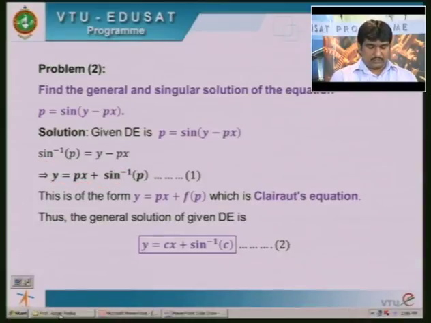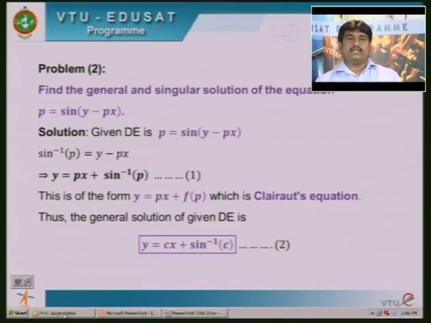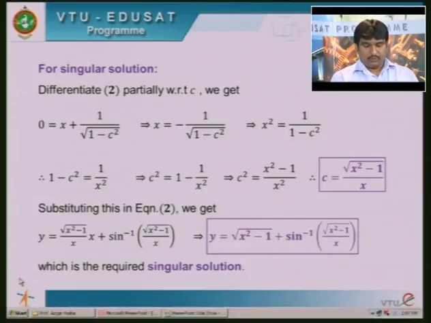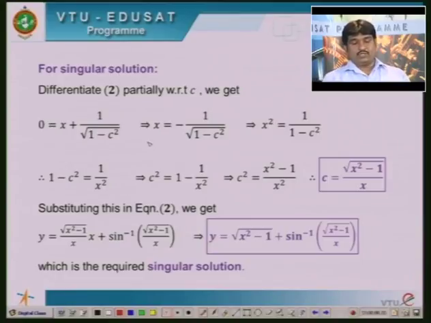Now to get the singular solution, we have to differentiate Cx + sin⁻¹(C) with respect to C, treating x and y as constants. So the derivative of y is 0, and the derivative of Cx is x into 1, plus the derivative of sin⁻¹(C), which is 1 divided by the square root of 1 minus C square. So this implies x equals minus 1 divided by root of 1 minus C square.